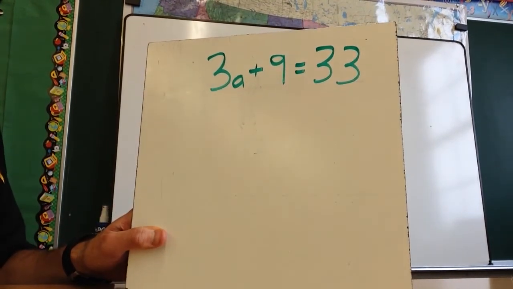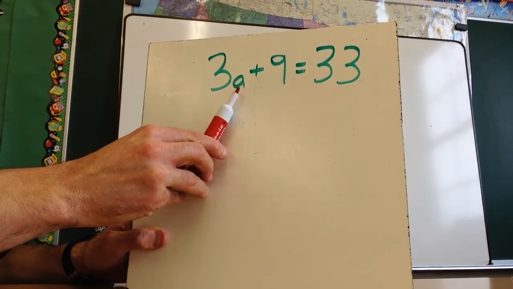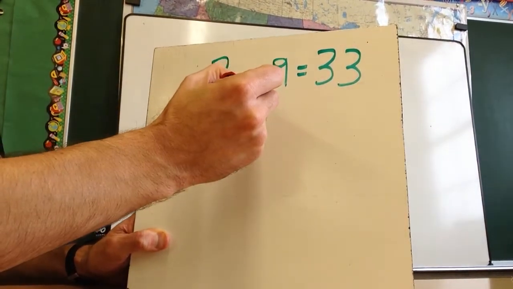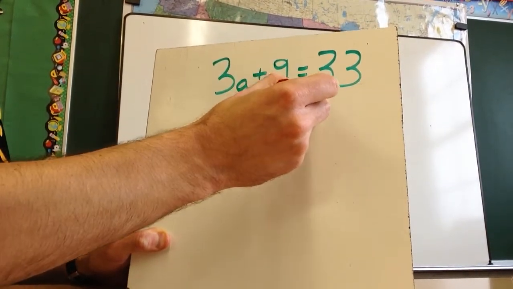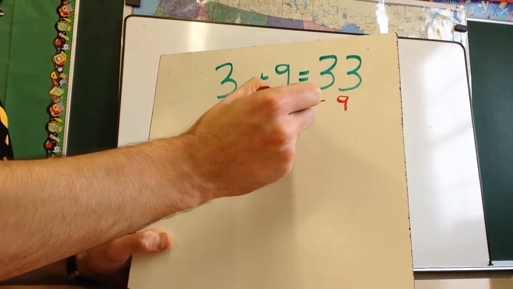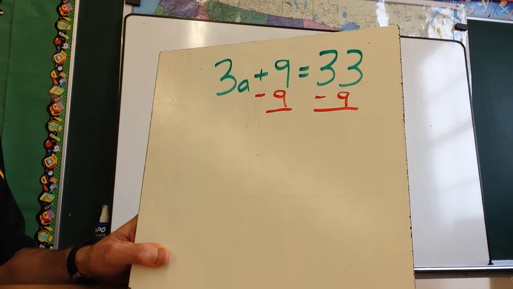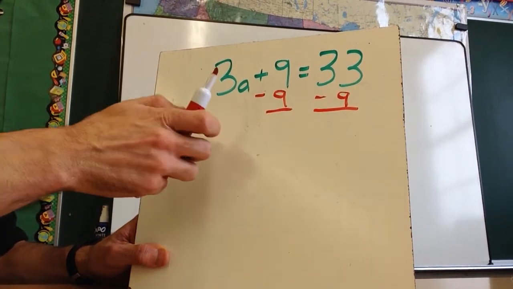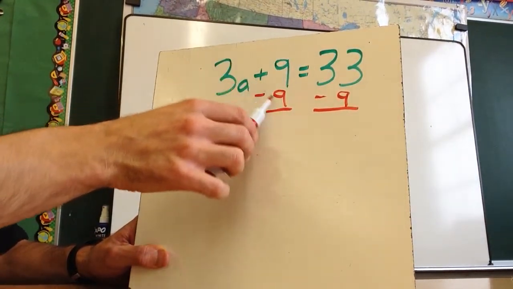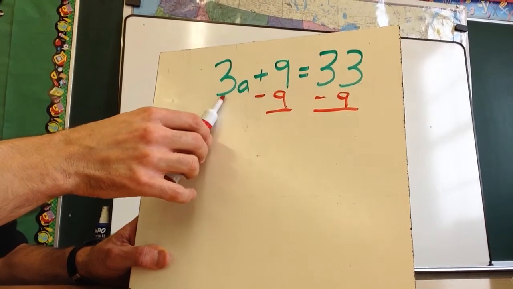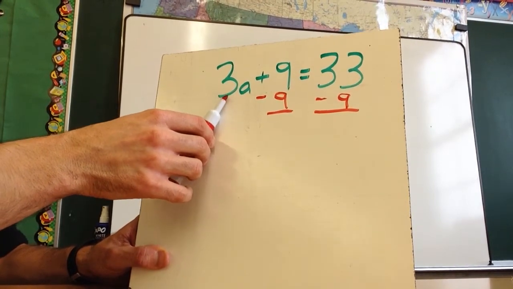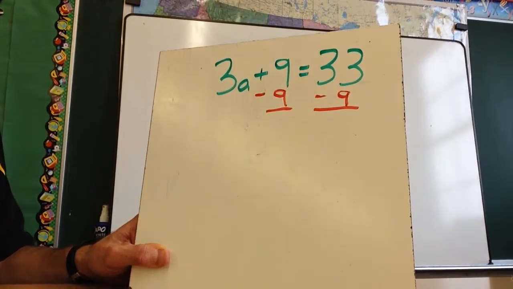Again, the goal is to isolate the variable, get the a by itself. So the first thing I want to do is subtract the 9. A lot of people end up dividing by 3, and in this particular problem it actually would work out, but it's going to be easier for us to deal with the constants first and then deal with the coefficient, as opposed to dealing with the coefficient and then dealing with the constant.